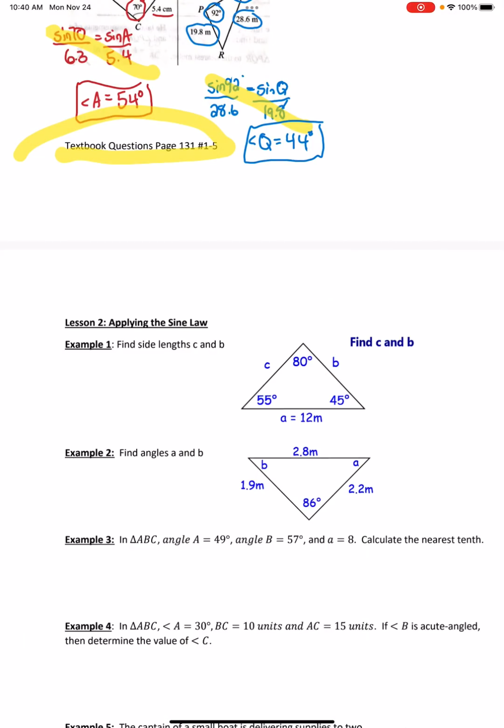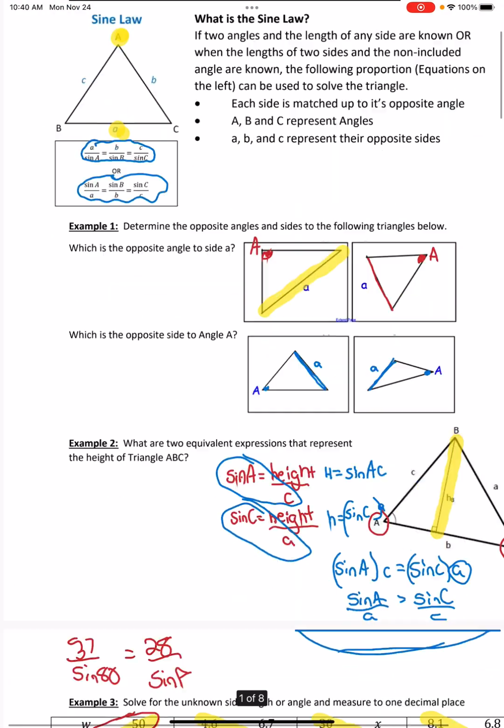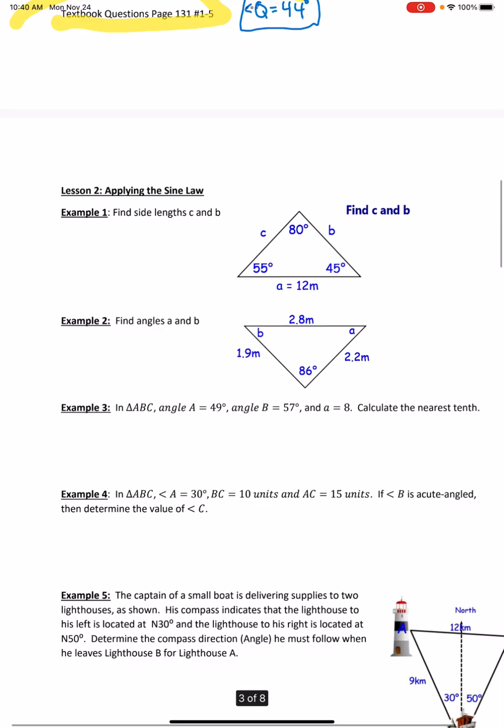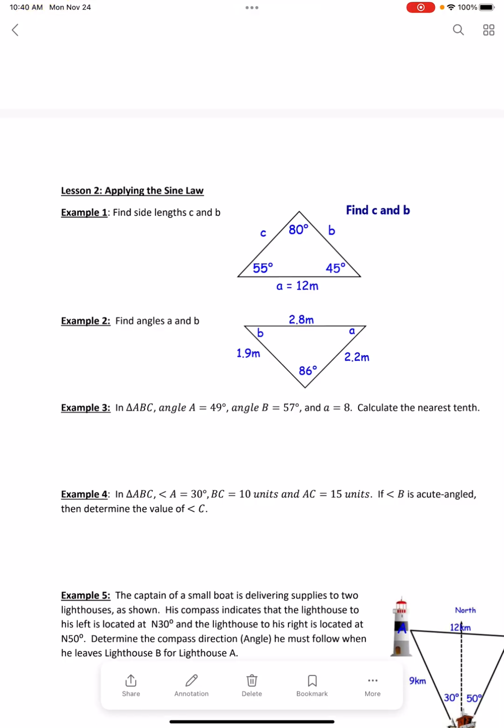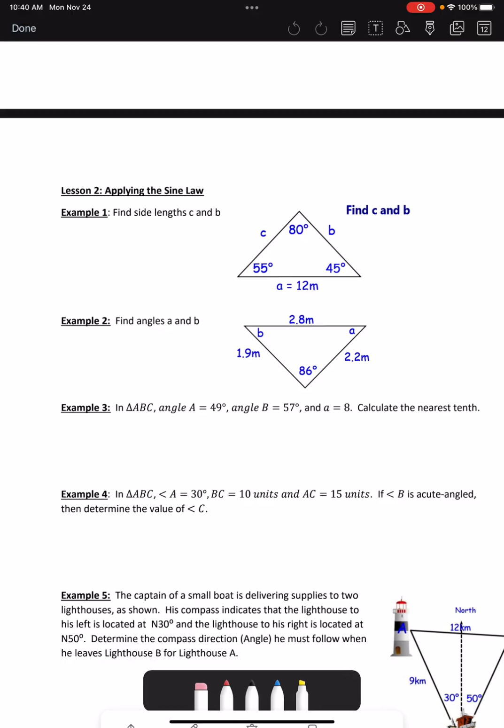Lesson 2, we are going to continue working with the sine law. So just to remind you really quickly, I'm going to write the sine law on the notes here. The sine law is sine A over A equals sine B over B. Or we talked about how you could actually put the side lengths on top and the angles on the bottom, and that's fine as well.